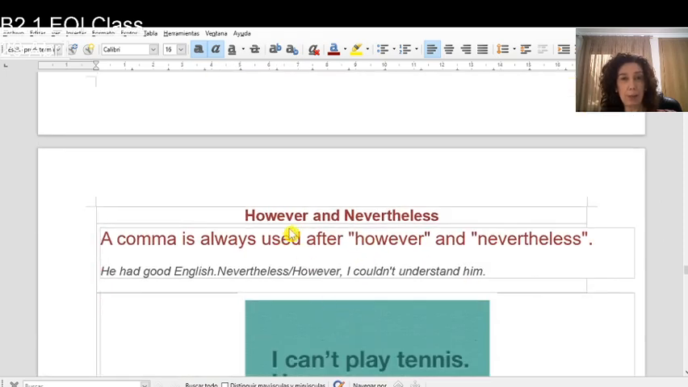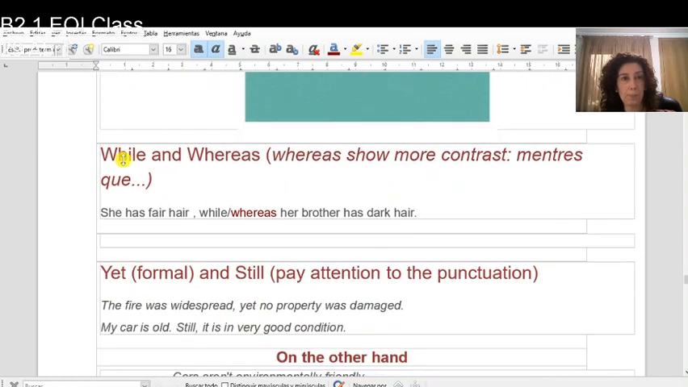I will send you by mail, however, and nevertheless, sin embargo, while or whereas, a mí me gusta más para contraste solo whereas, mientras que. El coronavirus, así en España va a más, mientras que en China va a menos, ¿no? Están recuperándose, whereas, so in contrast.